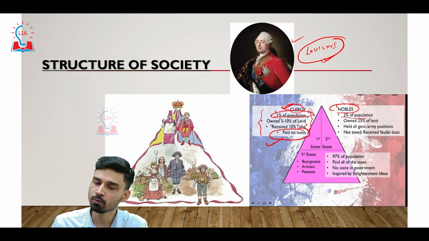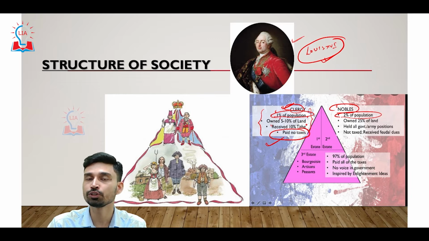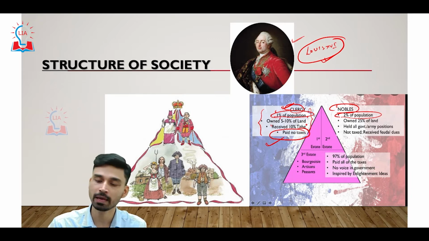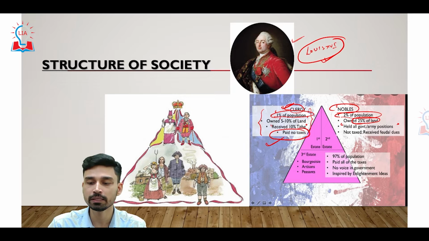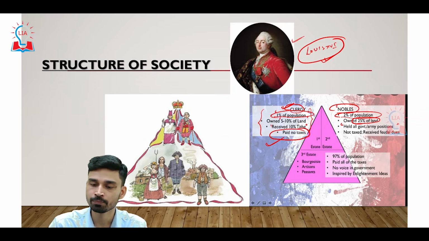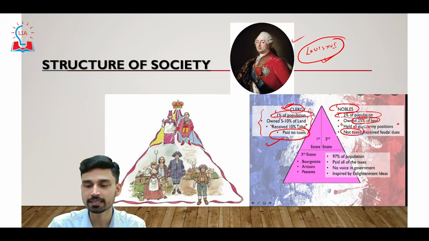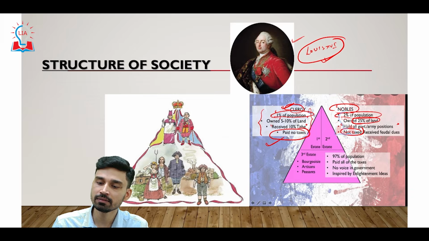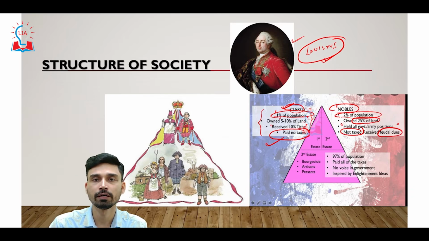Overall, the population of nobles was about 2%, and the amount of control which they exercised over the land of France was again 25%. Apart from that, they were also a very powerful section because they used to hold all the government offices as well as the higher rank positions of the French army. And again, similarly to the clergy, the nobles were also not taxed. They were tax exempt, and they even received feudal dues and feudal duties and taxes from different parts of French society.